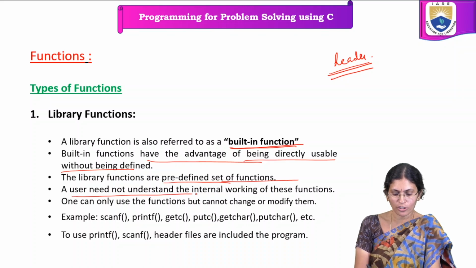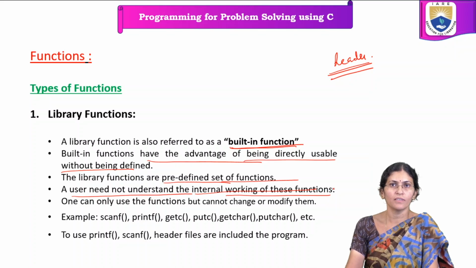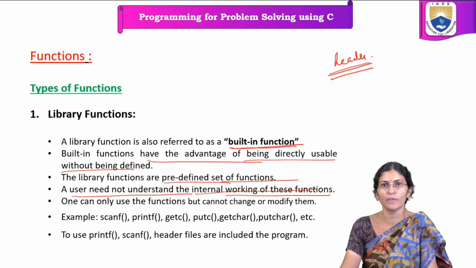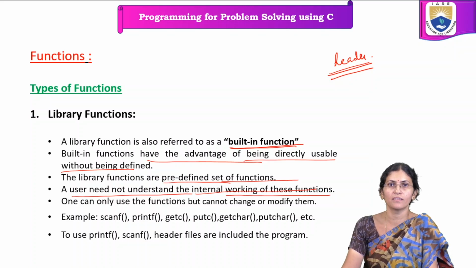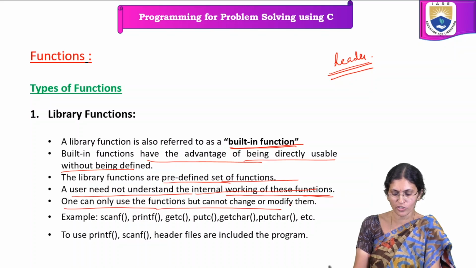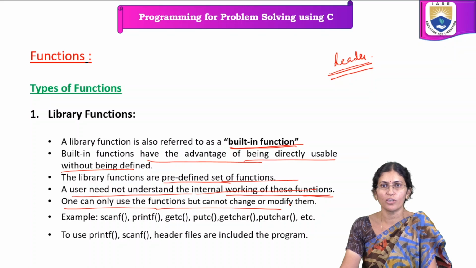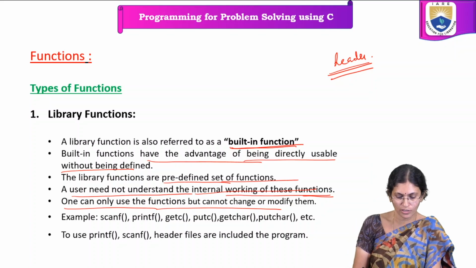A user need not understand the internal working of the functions. With library functions, we have the concept of abstraction. That is, the internal working details of the function are hidden. These are not visible to the user. One can only use the functions but cannot change or modify them. So we cannot change or modify the library functions, we can only use them.